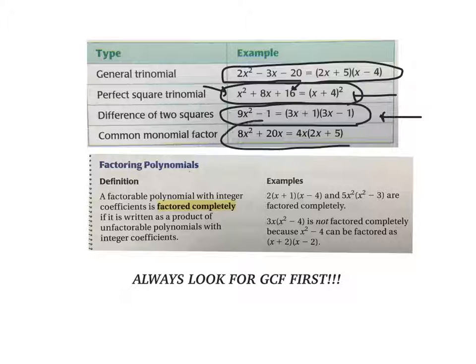Common monomial factor, that's the most important thing to start with. If you look at the bottom of the screen, I put always look for GCF first. That's extremely important. Always look for that first. And sometimes that's all that you can do, and sometimes that's the complete factorization.